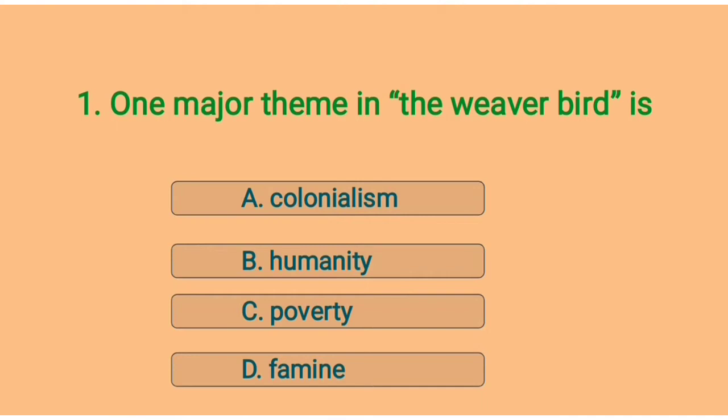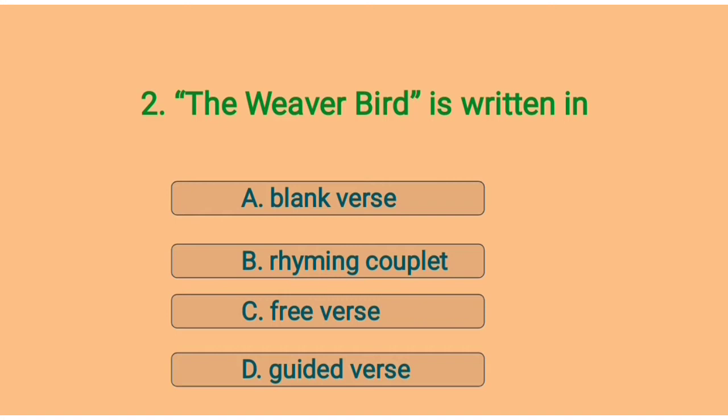Question 1. One major theme in The Weaver Bird is A. Colonialism, B. Humanity, C. Poverty, D. Farming. The correct answer to this question is A. One major theme in The Weaver Bird is colonialism. Question 2. The Weaver Bird is written in A. blank verse, B. rhyming couplet, C. free verse, D. guided verse. The correct answer to this question is C. The Weaver Bird is written in free verse.